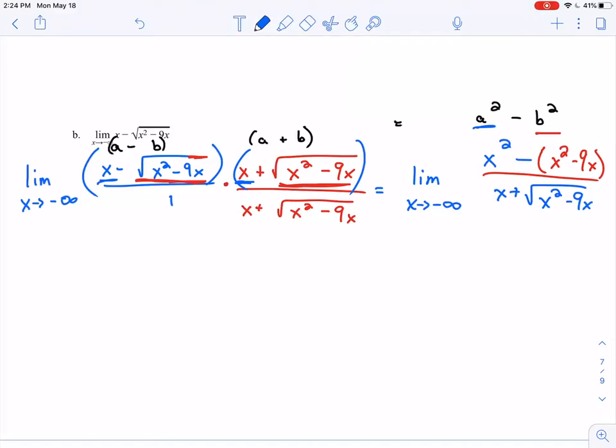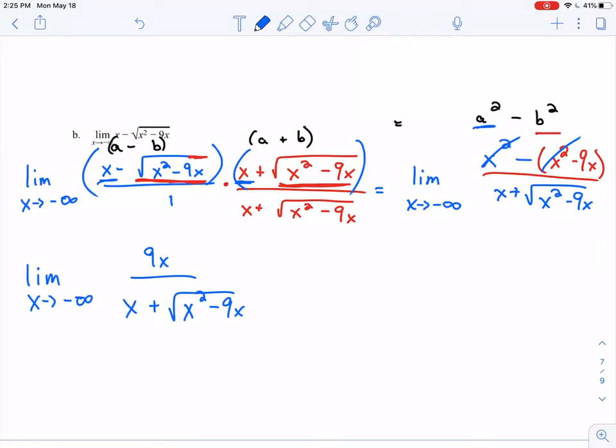From here, I see, okay, well, I have x squared minus x squared. These two cancel, so minus negative 9. I've got the limit as x approaches negative infinity of positive 9x divided by x plus the square root of x squared minus 9x.